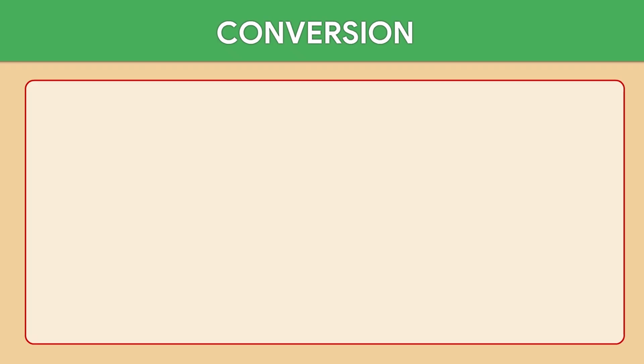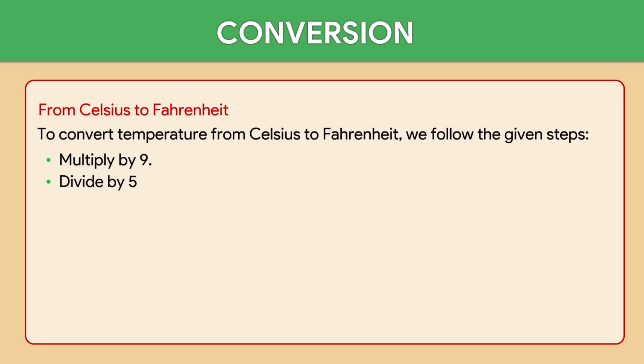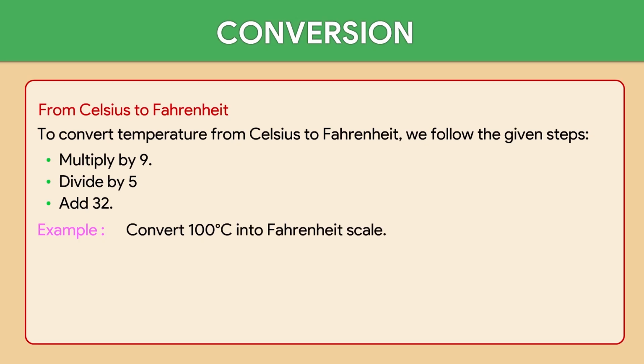Conversion from Celsius to Fahrenheit. To convert temperature from Celsius to Fahrenheit, we follow the given steps. Multiply by 9. Divide by 5. Add 32. Example 1. Convert 100 degrees Celsius into Fahrenheit scale.